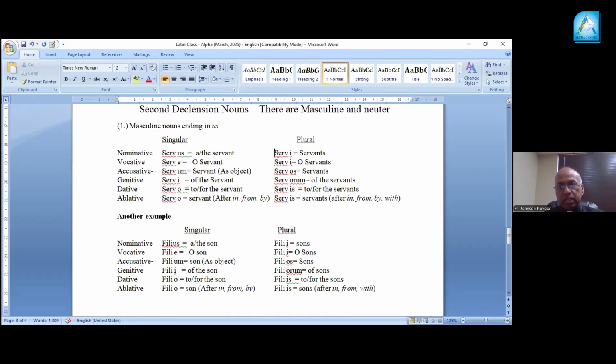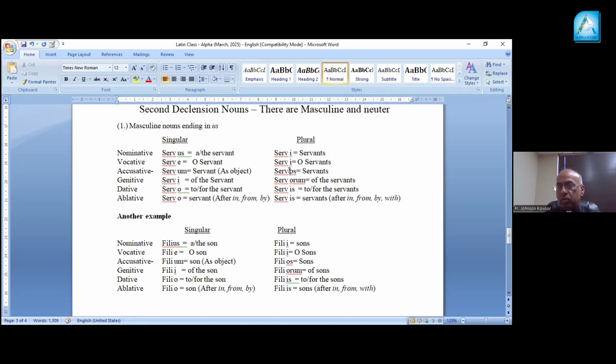Then plural, servi. Genitive singular is the same as nominative plural. That is the rule in the second declension also, servi. And also nominative and vocative plural are the same, servi, servi. Here, accusative plural becomes os, servos. We want to add os. In the first declension, it was rosas, as.